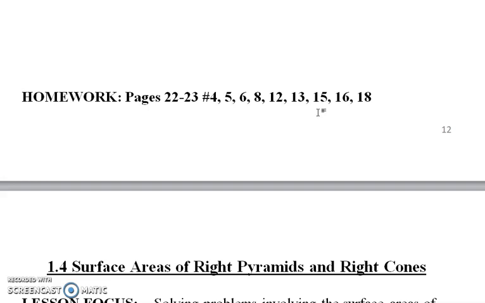Next, we're going to look at surface areas of right pyramids and right cones. We're going to shift gears a little bit from the measurements. There's also some questions that you can work on. It's basically a midpoint, a checkpoint 1, but we'll talk about those in class, a little later on.